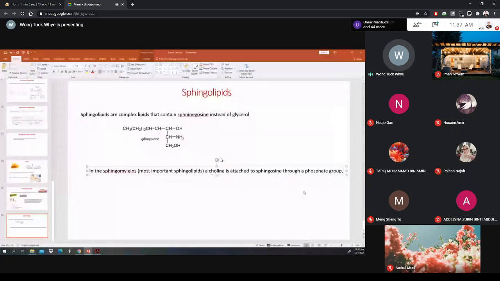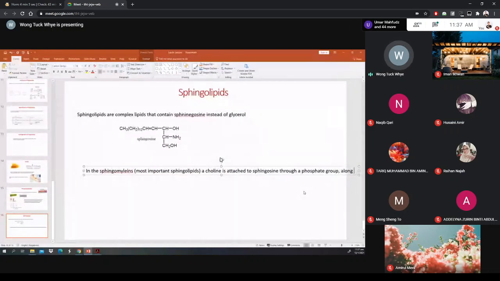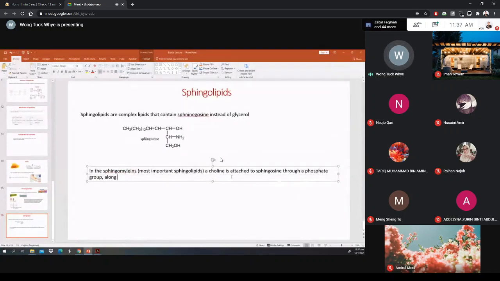So it is a structure that you have a choline attached to a sphingosine through the phosphate group. And how is it going to attach? It is along with a single fatty acid, so you actually have an amide linkage there. An amide linkage actually is not biodegradable in certain conditions because it is not hydrolyzable. So it's very stable in a physiological system.